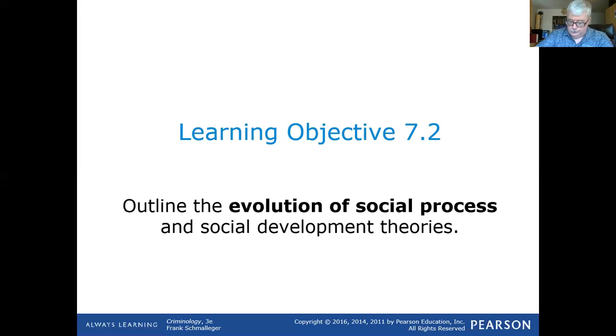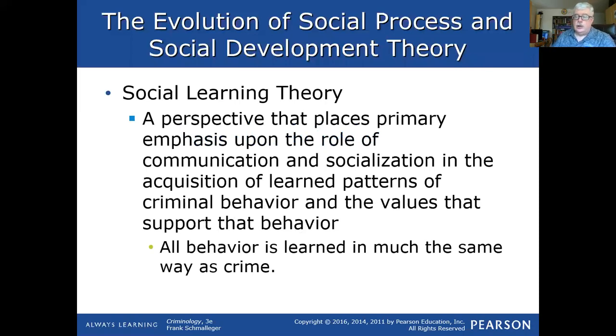So for the evolution of social process and social development theories, we'll look at how these theories developed. Social learning theory is a perspective that places primary emphasis on the role of communication and socialization in how we learn patterns of criminal behavior and values that support that behavior. Obviously, in criminology, most theorists are looking at how we learn crime. But keep in mind that all behavior is learned in much the same way as crime. We learn to do a whole lot of things, like learning to play soccer from our interaction with the members of our soccer team, or baseball or basketball or what have you, for those of you that are sports oriented.